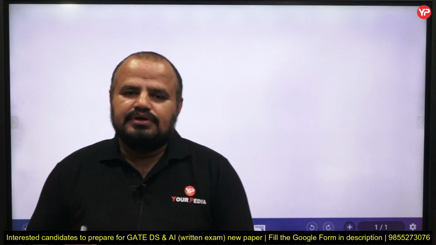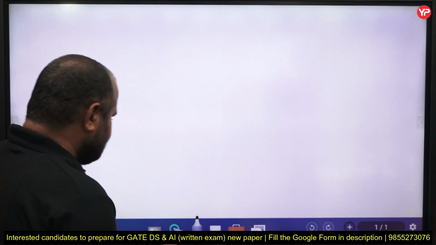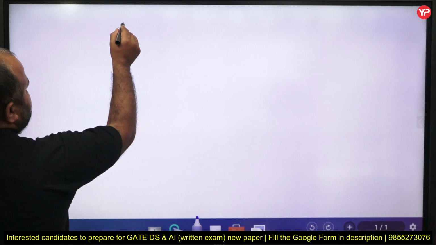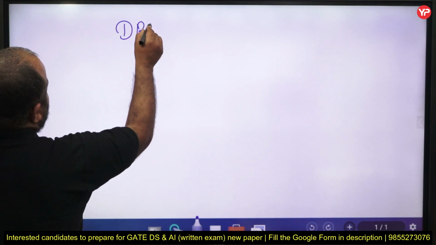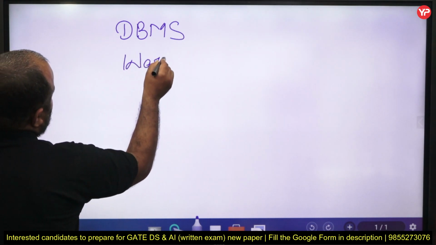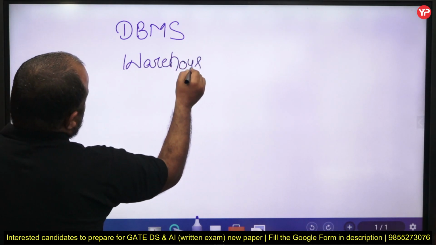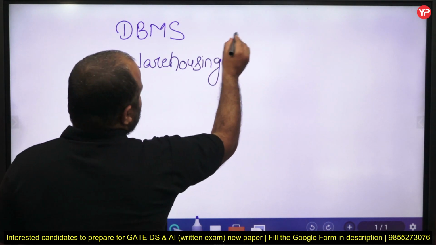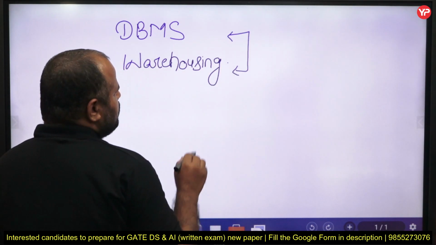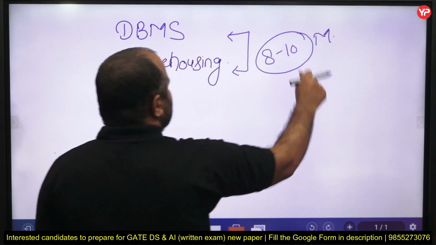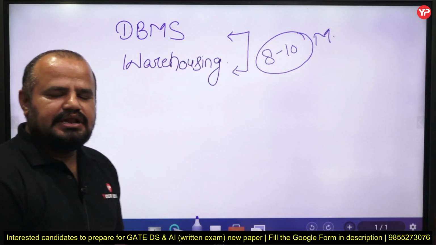So the point is, if I talk about the syllabus of database management system, I can say it mainly consists of 2 subtopics. One is database management system itself, and the next one is data warehousing. Fine, my dear students. If I talk about the weightage of these subjects, you can expect 8 to 10 marks of problems from this subject in GATE data science and AI.